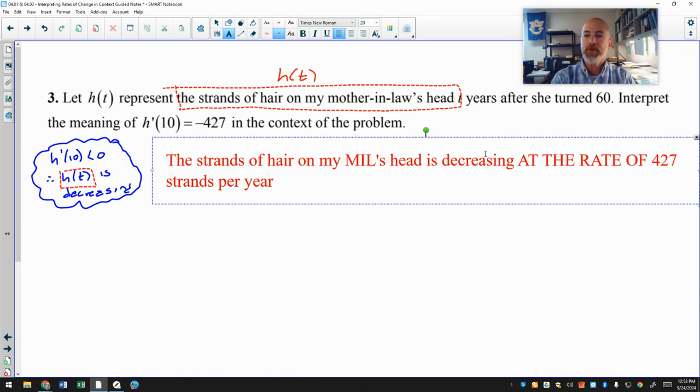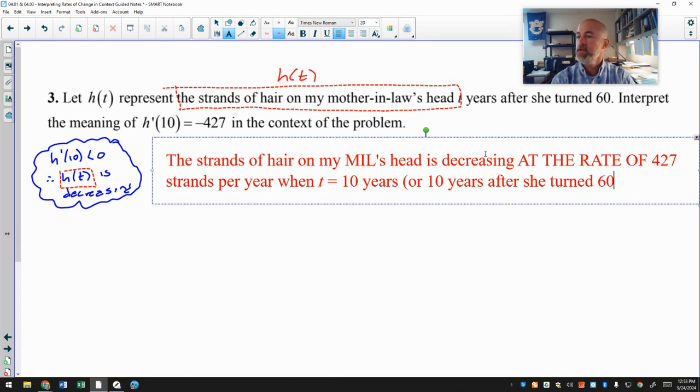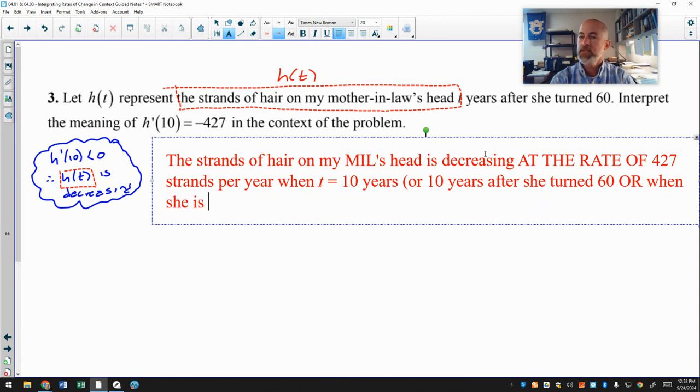And I need to now include the 10. And so you can say when T equals 10 years. You can also say for 10 years after she turned 60, or when she is 70 years old. We have a couple of options there when it comes to interpreting the T equals 10 part. I kind of like to keep it simple. I just like to say when T equals 10, whatever unit.